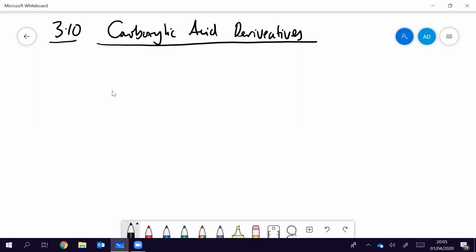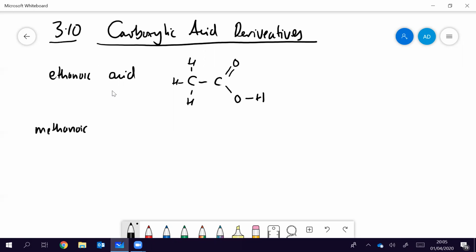Okay, so let's think ethanoic acid. So there's 2 carbons, and you have a carbonyl group and an OH. I started off with ethanoic acid. Methanoic acid looks a bit weird because it looks like this. So just got a hydrogen here, yeah.